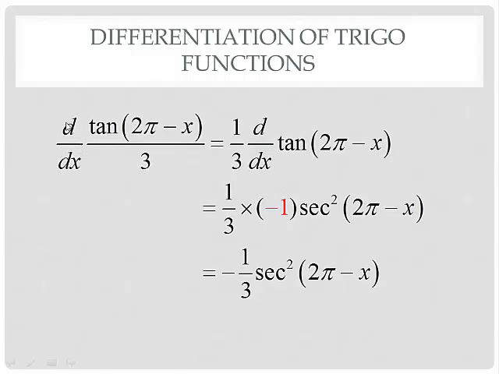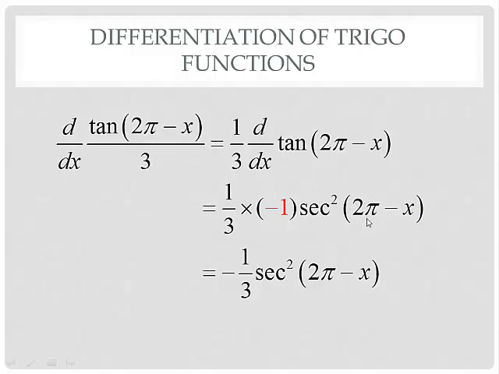Next, what if you are asked to differentiate tangent of 2 pi minus x, over 3? We notice that there's a constant 1/3 for this expression. So we take out the constant 1/3 and we differentiate the tangent term, which is tangent of 2 pi minus x. So we do the cheer, differentiate tangent, secant square.